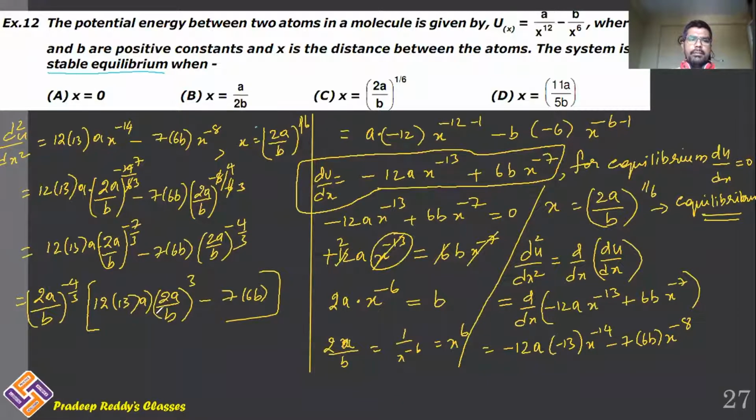Right? So obviously this becomes a positive value. You can clearly check it. It is a positive value. This is not negative. So at this position, when x is equal to 2a by b, you are getting d square u by dx square, which is a positive value. So positive value as you are getting, therefore you can tell that this is the position where the body is in stable equilibrium. So I can now consider option C, where x is equal to 2a by b whole power 1 by 6 is the condition for stable equilibrium.